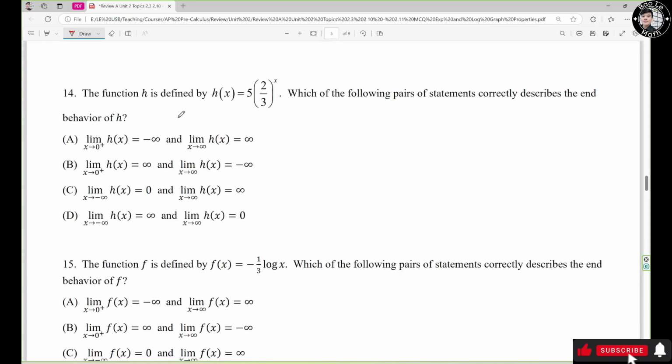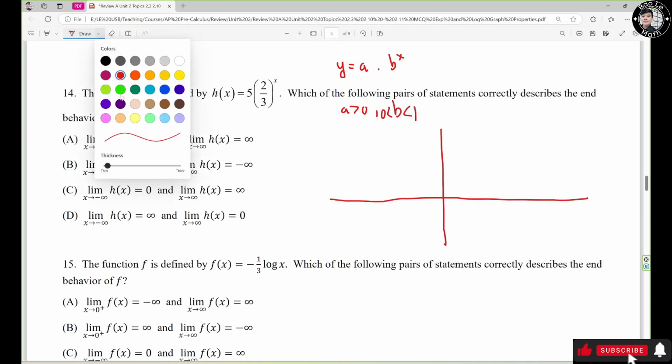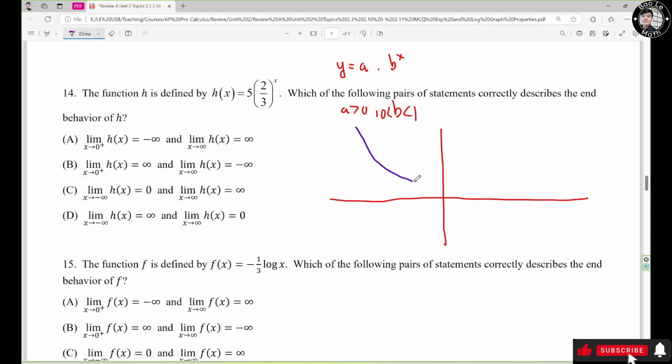Now question number 14. The function h is defined by h of s equals 5 times 2 over 3 to the s. Which of the following pairs of statements correctly describe the end behavior of the function h? And you know that the exponential function y equals a times b to the s, right? A is positive and b is greater than 0 and less than 1, right? So this is an exponential decay function, right? So go ahead, get this one, right? So it could be something like this.